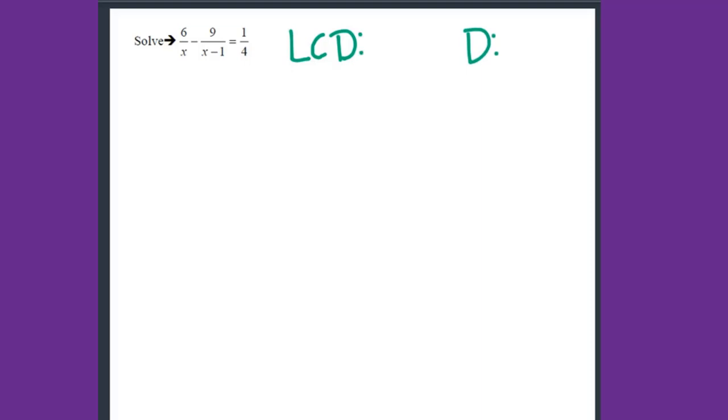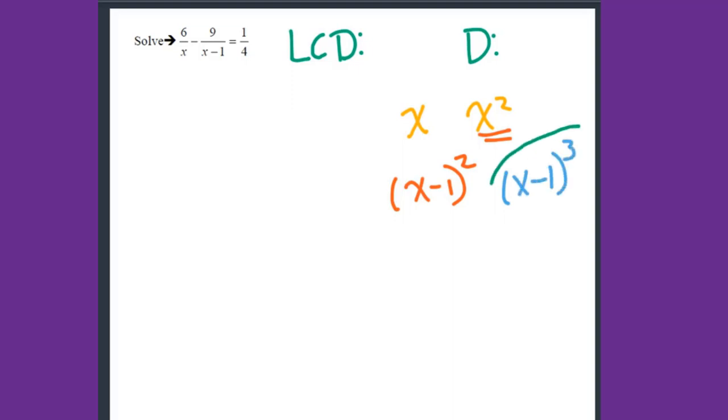So what's the rule for the LCD? First of all, every single factor counts. But if you have x and an x squared, then use x squared as the LCD. If you have x minus 1 to the second power and x minus 1 to the third power, then x minus 1 to the third power will be part of the LCD.